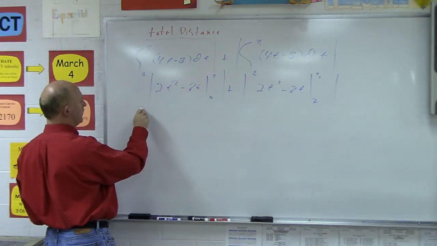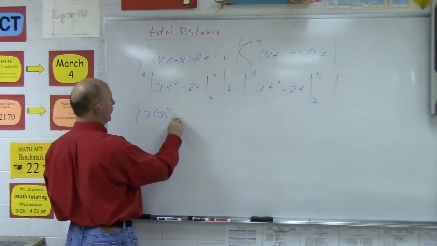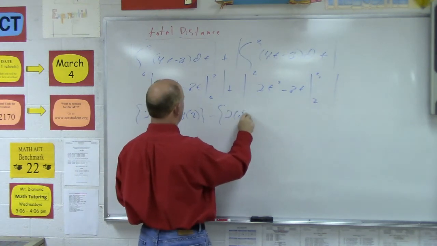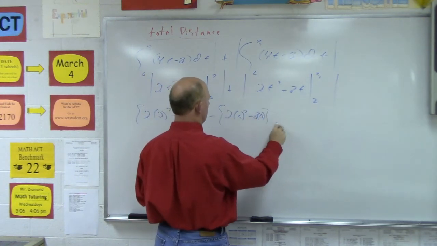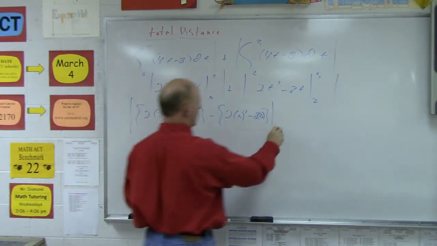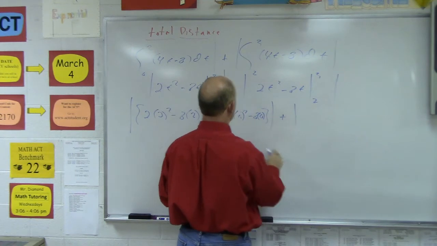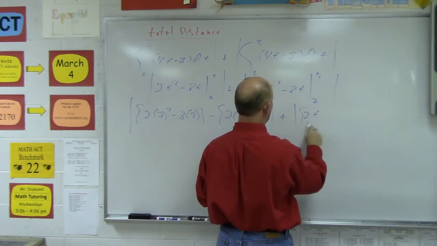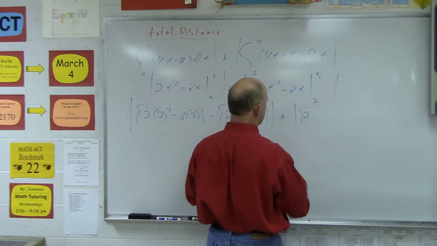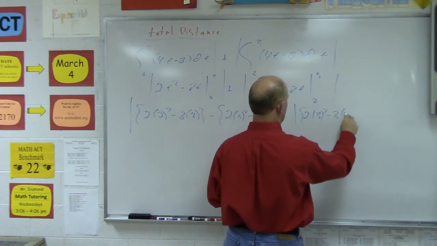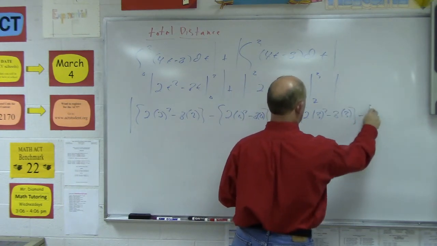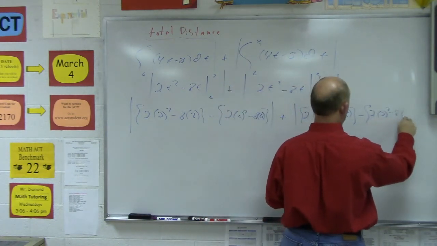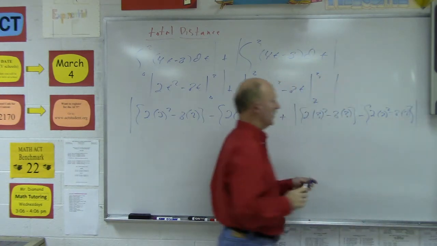So the upper bound would be 2 times 2 squared minus 8 times 2, minus 2 times 0 squared minus 8 times 0. Absolute value of this, plus the absolute value of the other definite integral. Substitute the upper bound minus the lower bound. This would be 2 times 3 squared minus 8 times 3, minus, substitute 2 in for t now, 2 times 2 squared minus 8 times 2, absolute value.